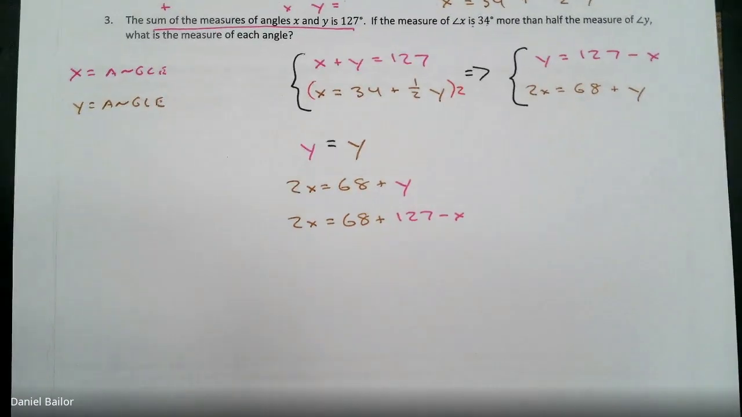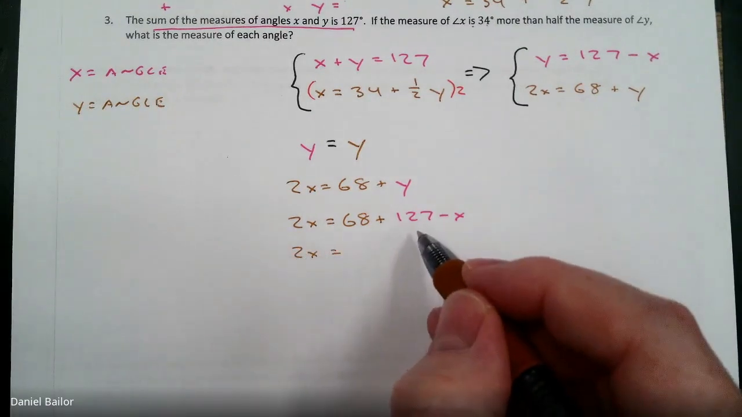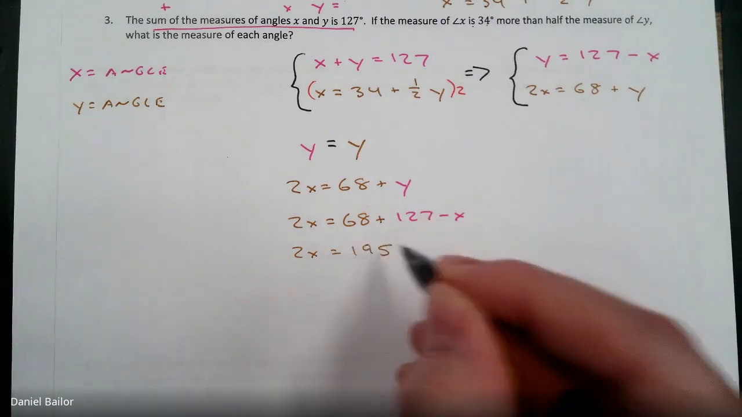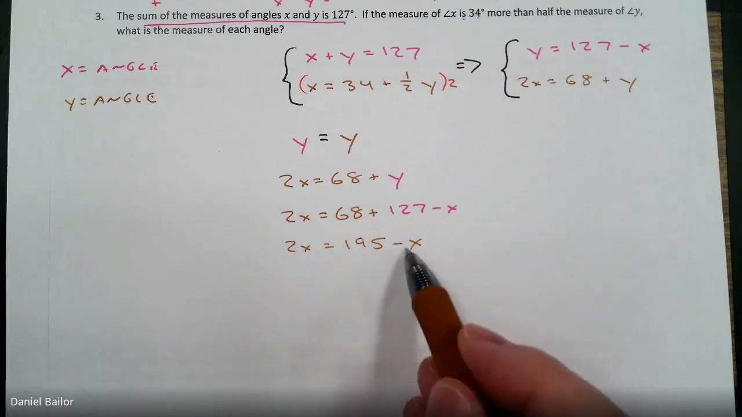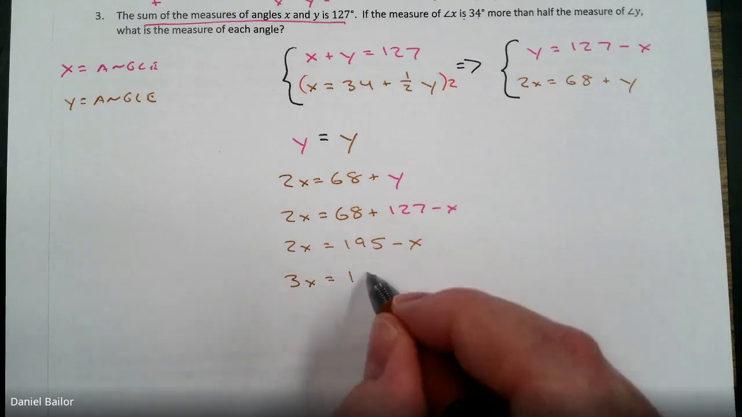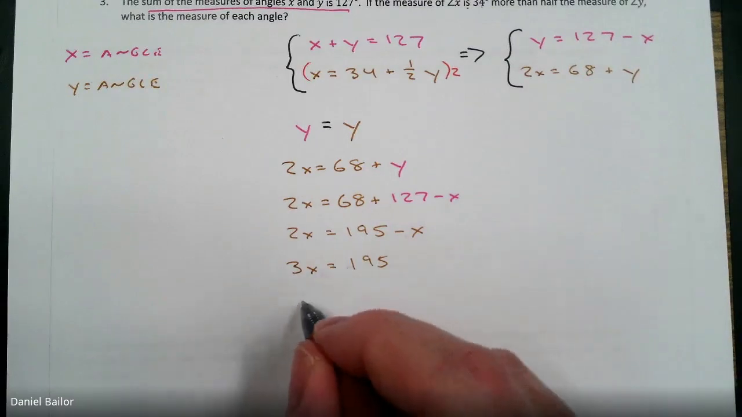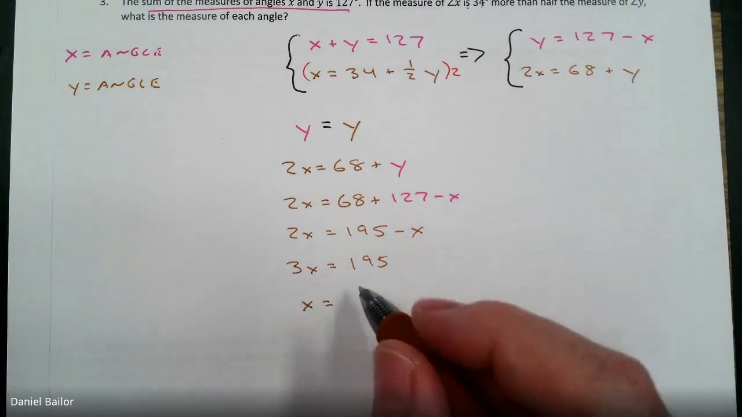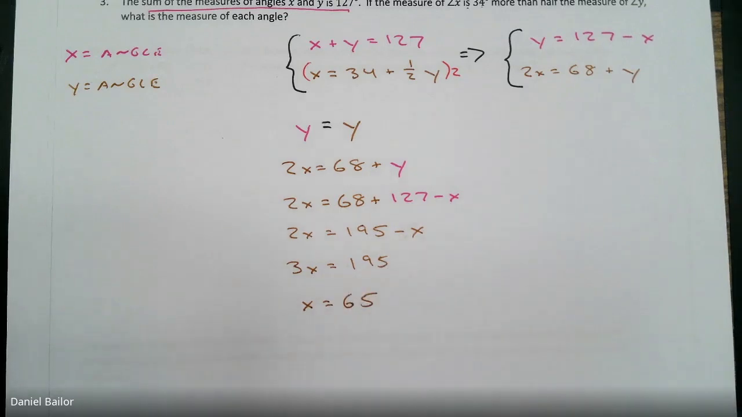Let's solve this. 2x equals, let's see, 68 plus 127, that's 195, minus x. I need to add x to both sides to move this x over here. So I get 3x. Add x over here, get 3x. Add x over here, it cancels. Then I need to divide by 3. 195 divided by 3 is 65. And you were allowed to use a calculator if you want. I did not, but you can. So x is 65.